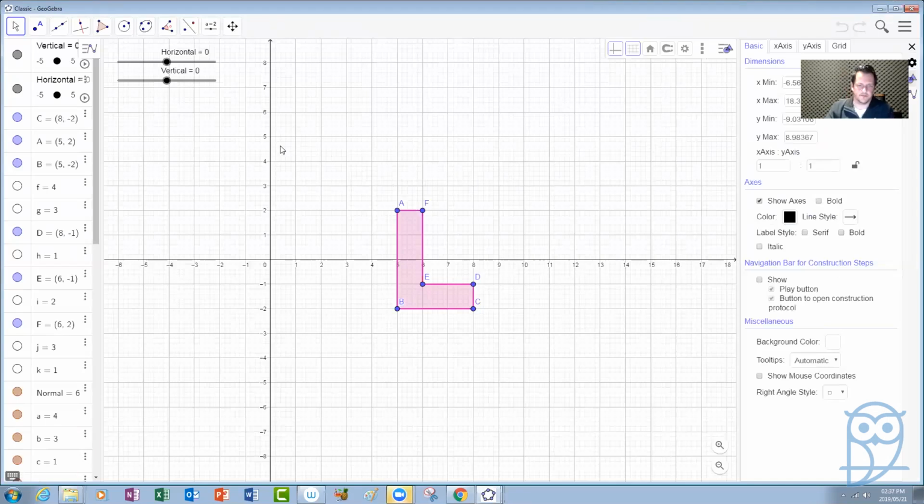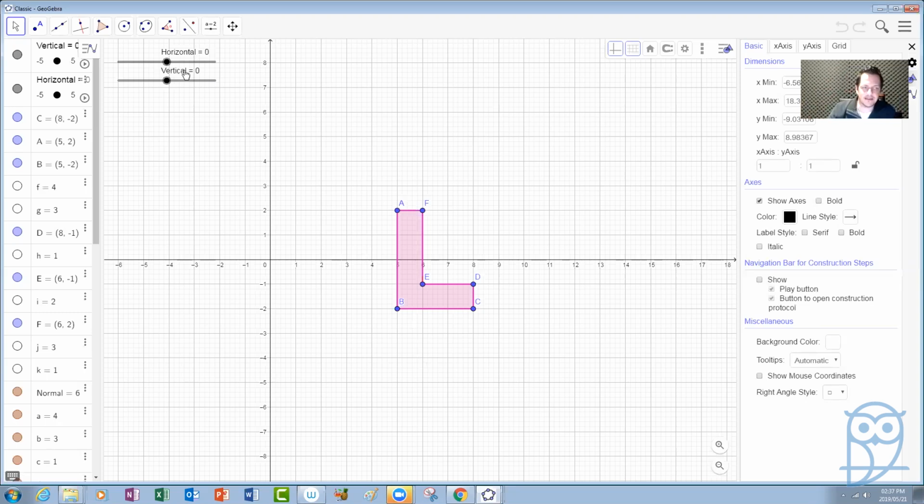All right, so this is my translations sheet that I've created for you guys. And what I've done is I've created an L shape. The most important thing that you need to remember with translations is that you are simply taking the shape and moving it. You're either moving it left or right, or you're moving it up and down. You are not changing the shape. You're not changing the size. You're not changing the orientation, nothing.